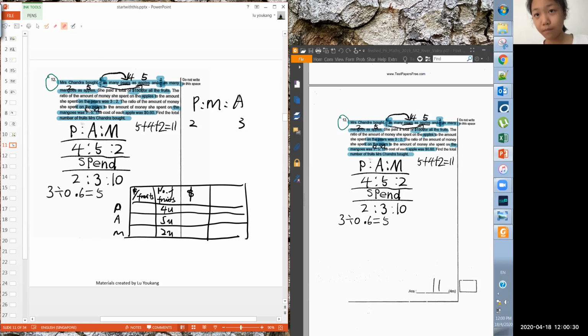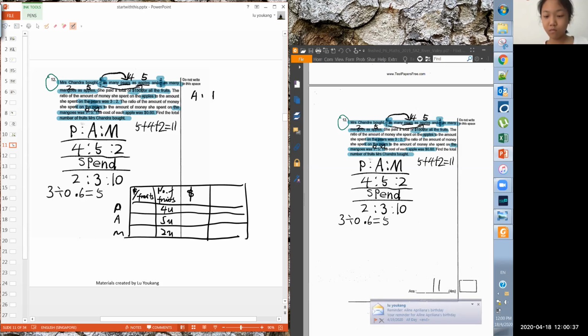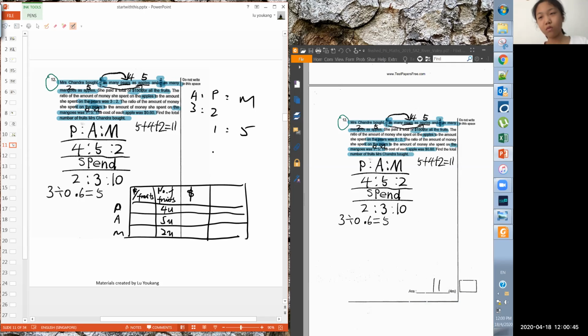1 to 5, right? So this question is similar to the question just now. Apple to pear is 3 to 2, and then pear to mango is 1 to 5. So you choose 2 for the pear, right? So therefore your mango is 10. You times 2, so this one you also times 2, you get 10. So this is the ratio for the amount spent.